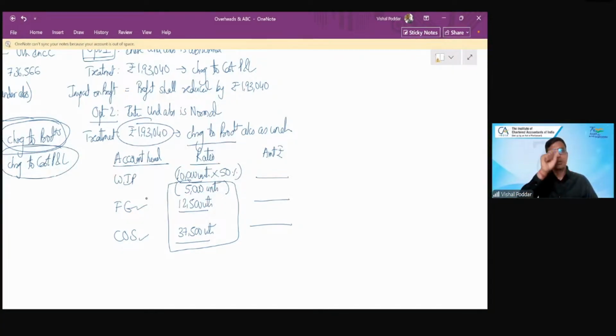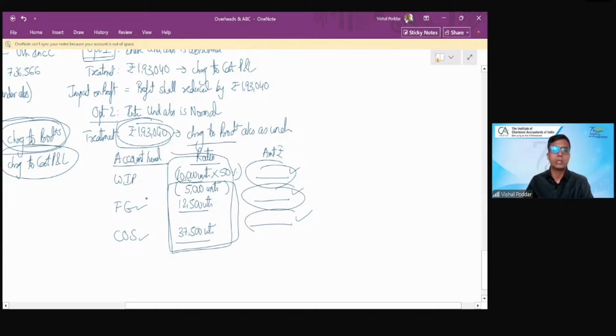You have to convert the units into equivalent units by multiplying by the percentage completion given in the question. This is how you will do the treatment: by dividing this amount in the ratio. The ratio may be of value or of rupees. So you'll get how much amount will be transferred to each account head of the product.